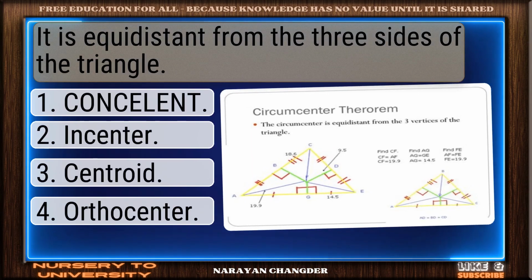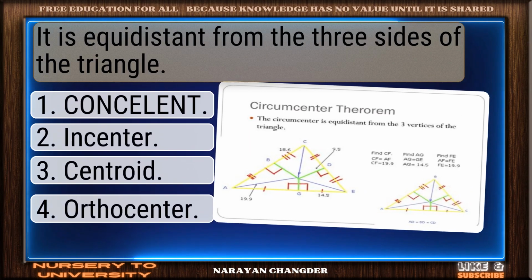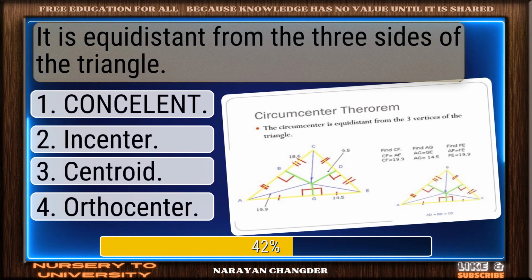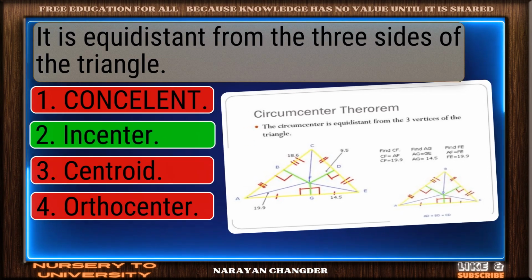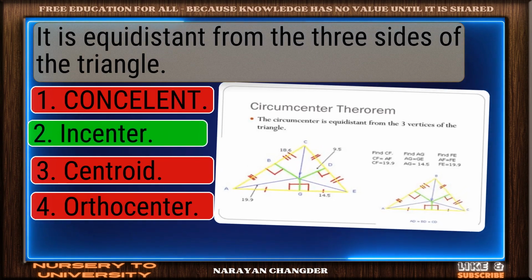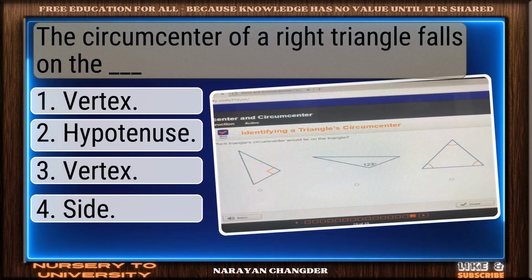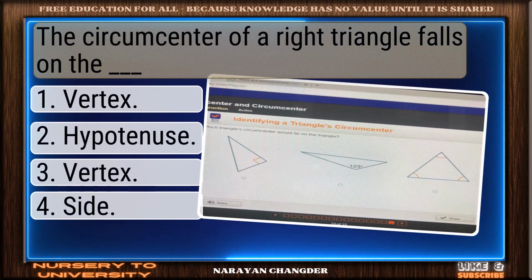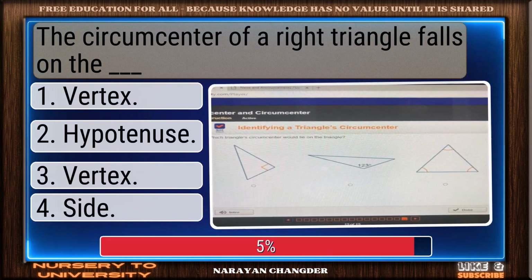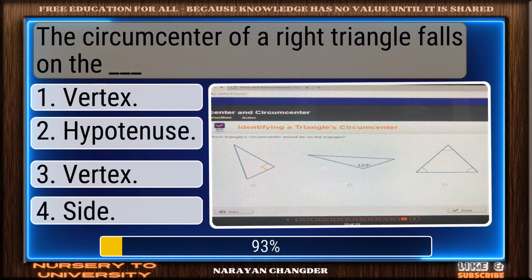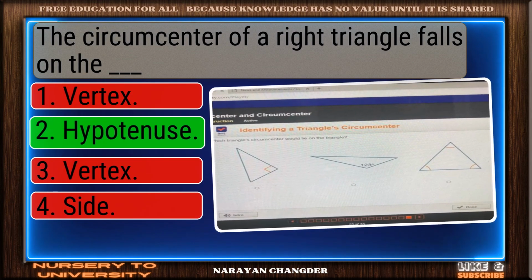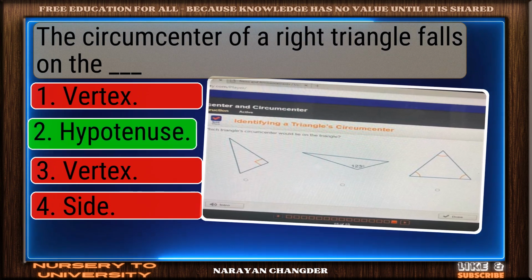Question number 50. It is equidistant from the three sides of the triangle. Nice work. You chose incenter, and it is correct. Question number 51. The circumcenter of a right triangle falls on the dash. You chose hypotenuse, and it is correct.